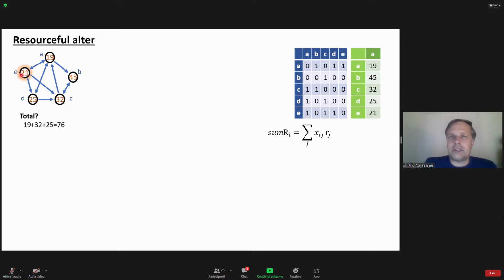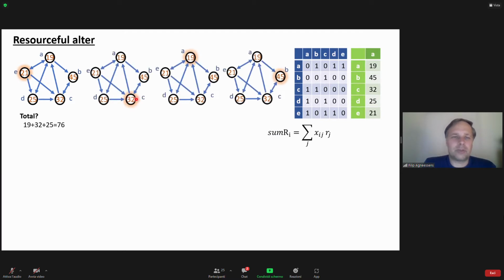Of course, we're not counting ego's own amount, because that's not a social capital argument, right? Here the same. This person has one friend that's 45,000, one friend that's 19,000, and that's it. So in total that's 64,000. Here this person has 45, 25, and 21, which gives me 91, and this person has just one connection, and that's 32,000.